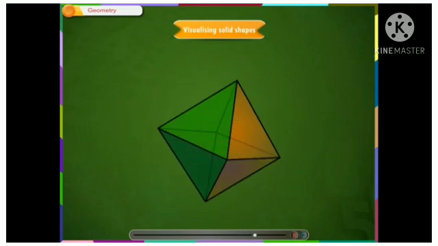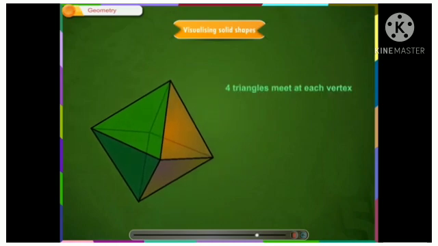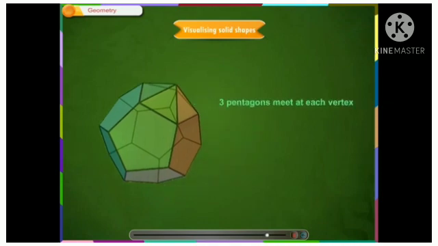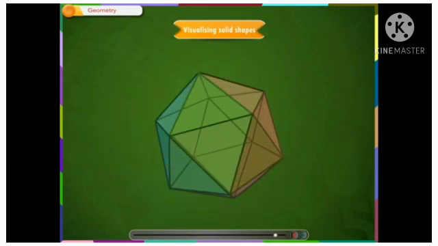A regular octahedron consists of 4 triangles meeting at each vertex, 8 faces, 6 vertices, and 12 edges. A regular dodecahedron consists of 3 pentagons meeting at each vertex, 12 faces, 20 vertices, and 30 edges. A regular icosahedron consists of 5 triangles meeting at each vertex, 20 faces, 12 vertices, and 30 edges.